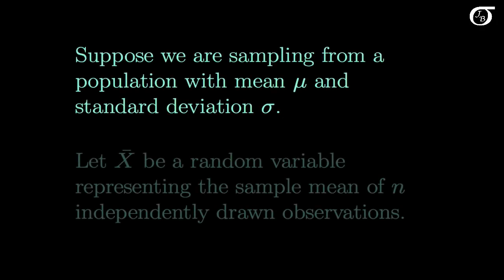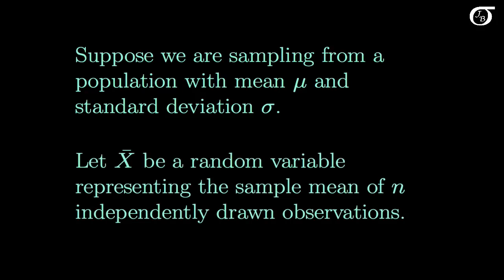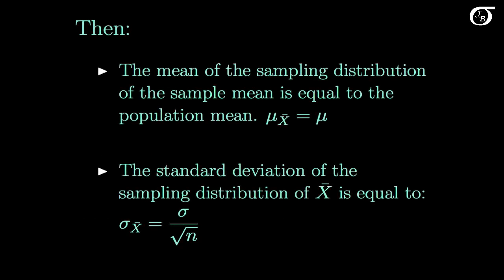First, let's recall a few characteristics of the sampling distribution of the sample mean. Suppose we are sampling from a population with mean mu and standard deviation sigma. Let x bar be a random variable representing the sample mean of n independently drawn observations from this distribution. We have previously learned that the mean of the sampling distribution of the sample mean is equal to the mean of the population from which we are sampling. We've also learned that the standard deviation of the sampling distribution of x bar is equal to sigma over the square root of n.